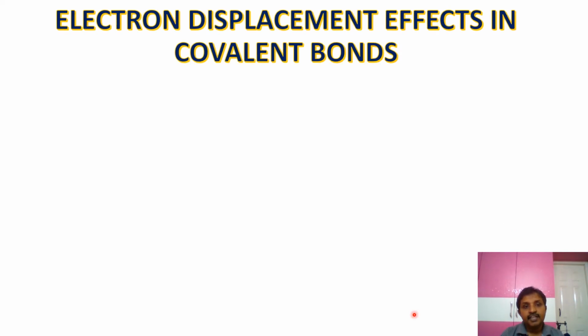Now, next is electron displacement effects in covalent bonds. In order to understand the organic chemistry mechanism, how chemical bonds form and break, and how chemical reactions proceed, we have to have a good idea about electronic displacement in covalent bonds in organic chemistry.